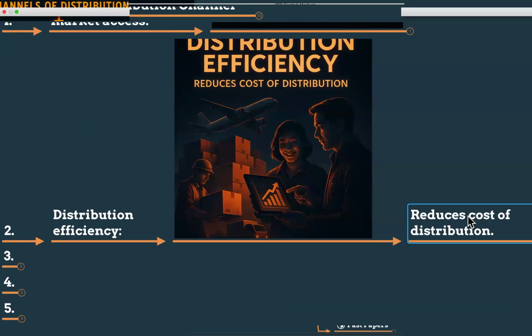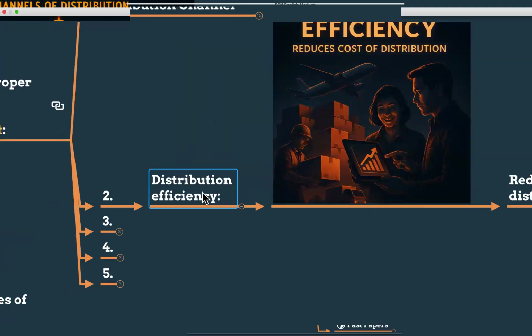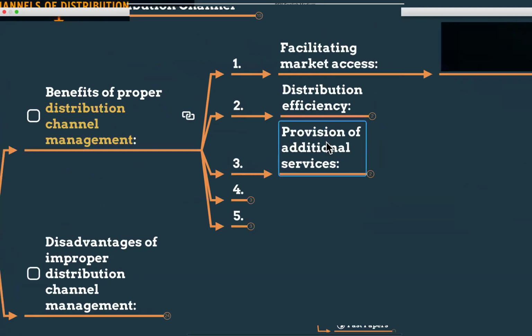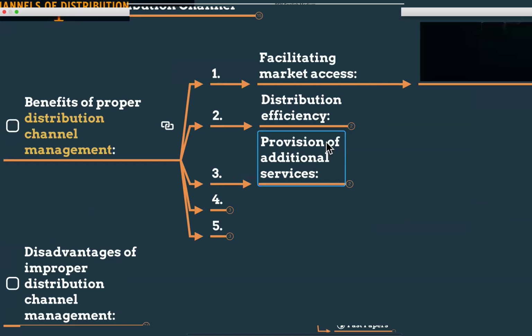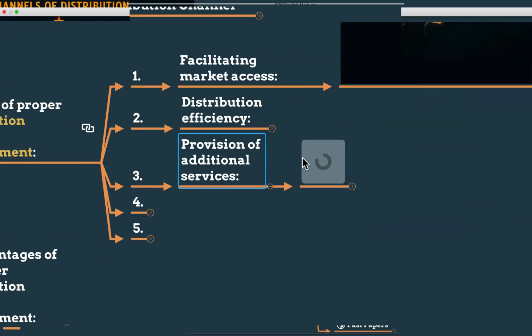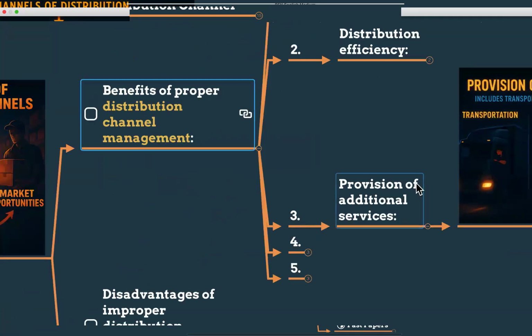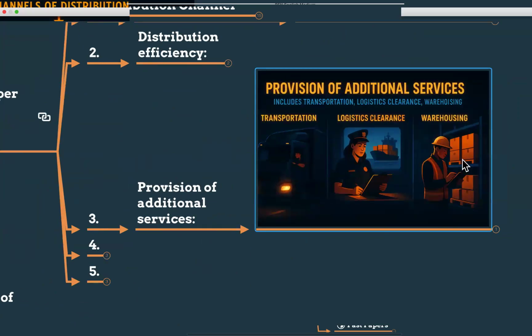So for example, you are distributing vegetables, and you are managing your distribution channel very well. So you are using refrigerated trucks, not the normal trucks. So you can reduce the spoilage of vegetables, right? That's distribution efficiency. When you manage your distribution channel in a great manner, only then can you achieve distribution efficiency. And the provision of additional services. This is also something proper distribution channel management will give you, right?